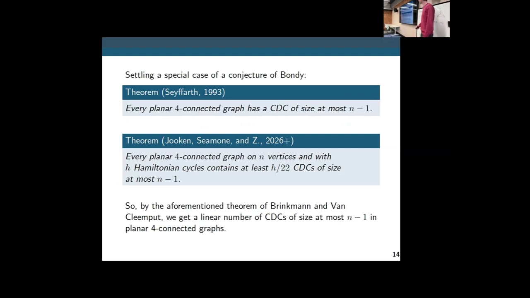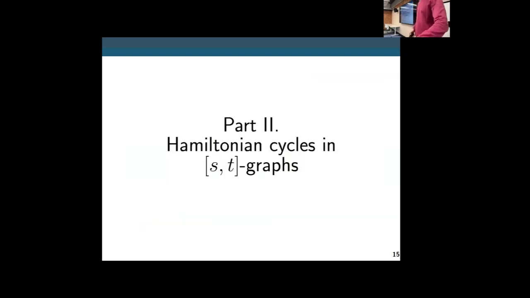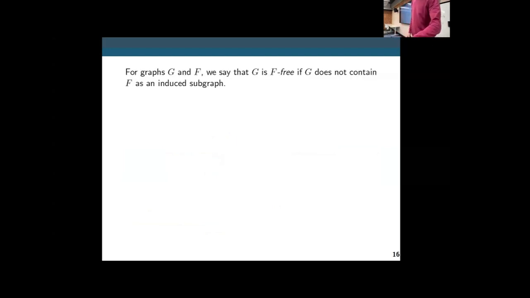Let me talk about another topic where we apply this research program. This is a meta conjecture. Hamiltonian cycles in what are called F-free graphs. Let me show you a certain dichotomy theorem first, and then I will go into a very specific case.